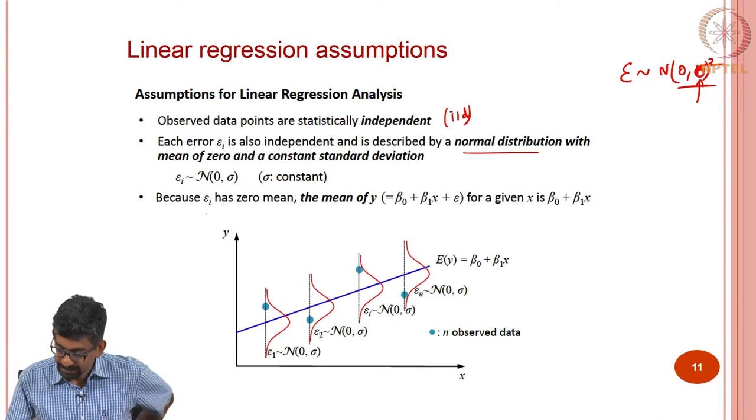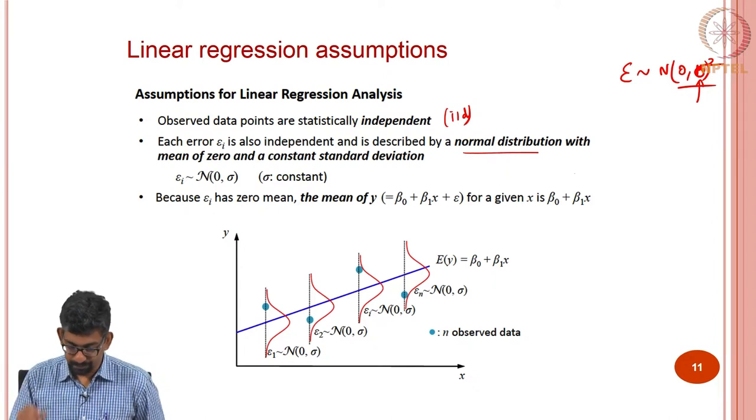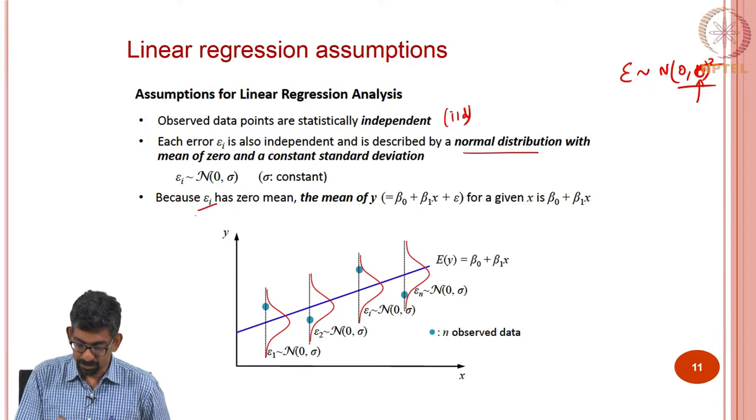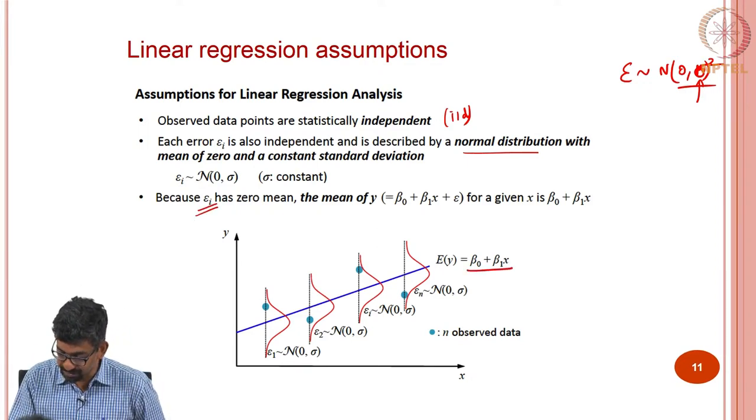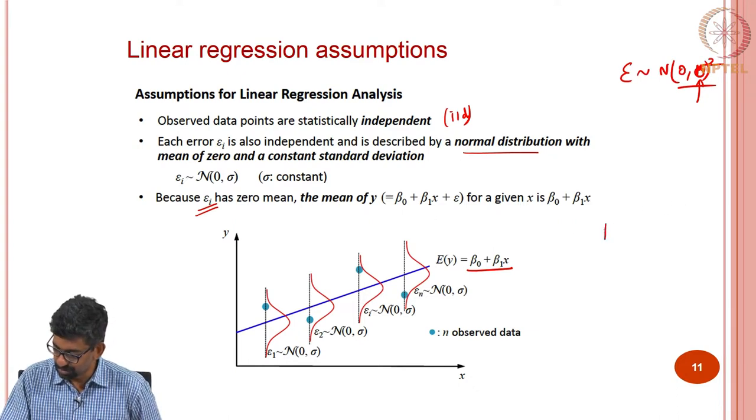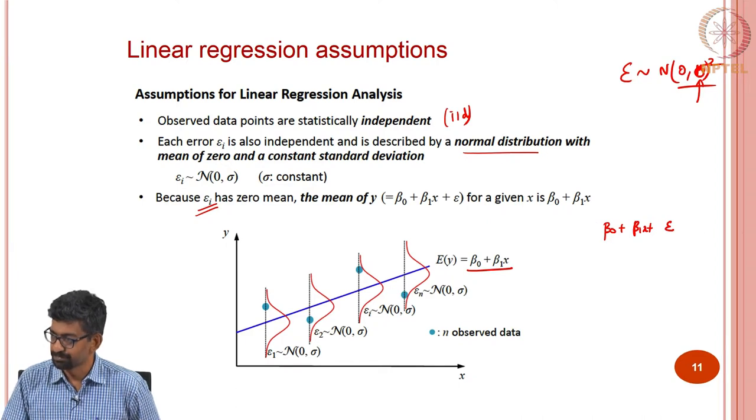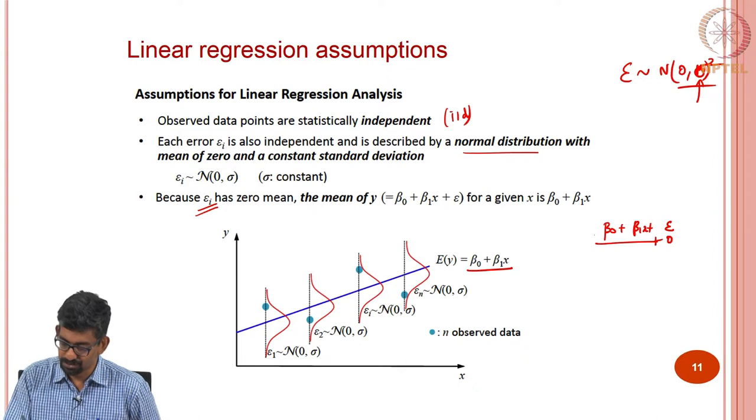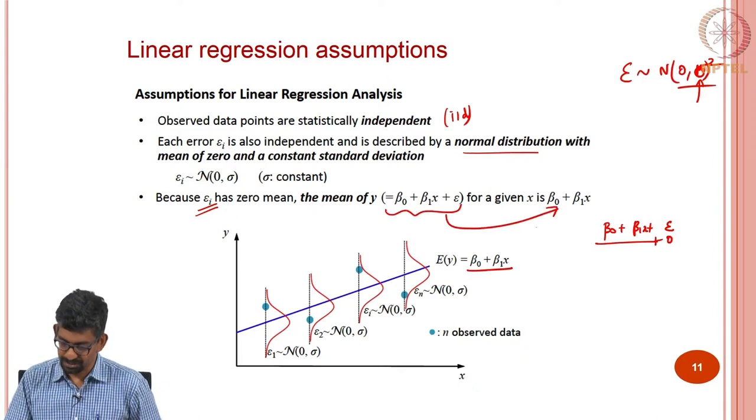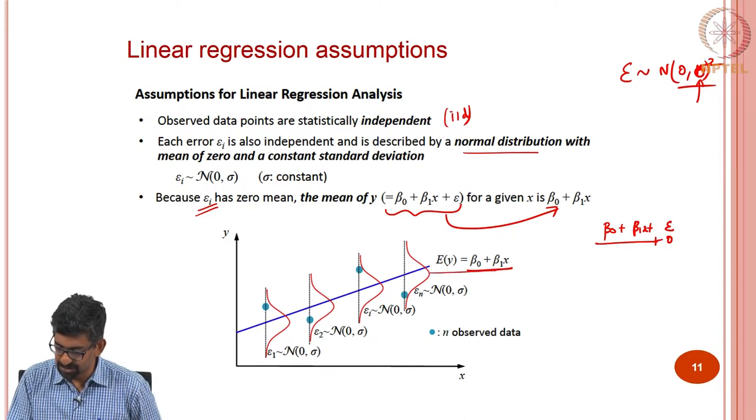So each error follows a normal distribution. Since this epsilon, which is the error that we are talking about, has a 0 mean, take an equation y equals beta naught plus beta 1 x plus error, right. It is a linear equation. So we are saying that x is random. So the mean of that will be mu, and the mean of that error is also 0. You are only adding this one. So this is equivalent to this, that is what we are saying. Okay. So that line will be just beta naught plus beta 1 x.